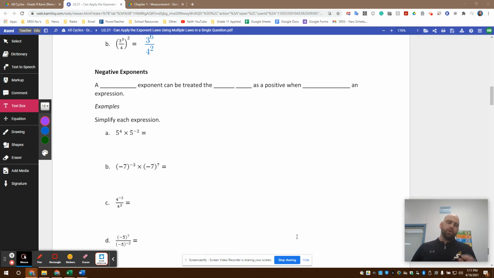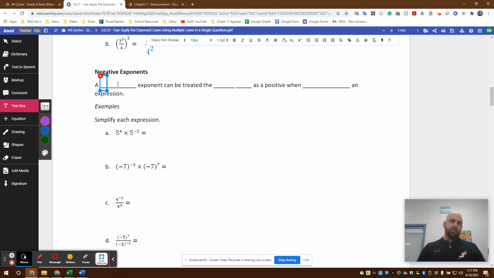All right, so up until this point, we've really just dealt with positive exponents. Okay? And really, that's probably what you've seen in your entire mathematical lives. You may not have ever dealt with negative exponents, and we're not going to do a whole lot with negative exponents other than look at how they work with the laws. Really, a negative exponent can be treated the same way as a positive exponent when simplifying an expression. Okay, it can be thought of exactly the same way.